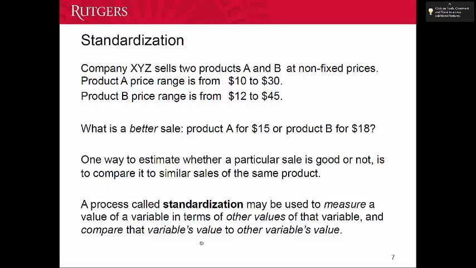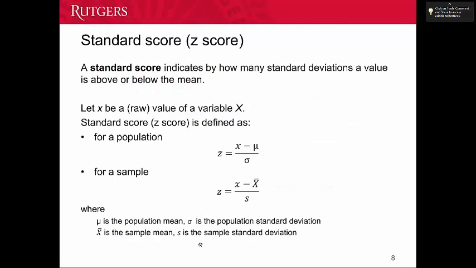There is a process called standardization, which may be used to measure a value of a variable in terms of other values of that variable, and it compares that value to other values of the variable. There are many ways to standardize a value. One way, which is of our particular interest, is the standard score, also called the Z-score. A standard score indicates by how many standard deviations a value is above or below the mean.